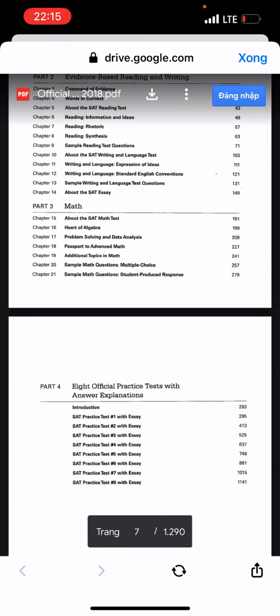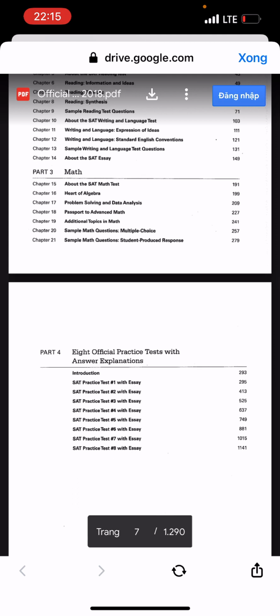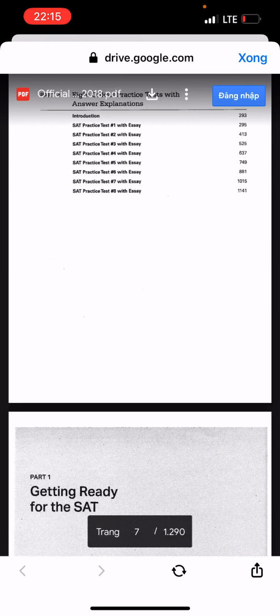Part 3: Math. Chapter 15: About the SAT Math Test. Chapter 16: Heart of Algebra. Chapter 17: Problem Solving and Data Analysis. Passport to Advanced Math. Additional Topics in Math. Sample math questions, multiple choice, and sample math questions, student-produced response. And Part 4 is some of the official practice tests with answer explanations. We have 8 tests in total with essays.